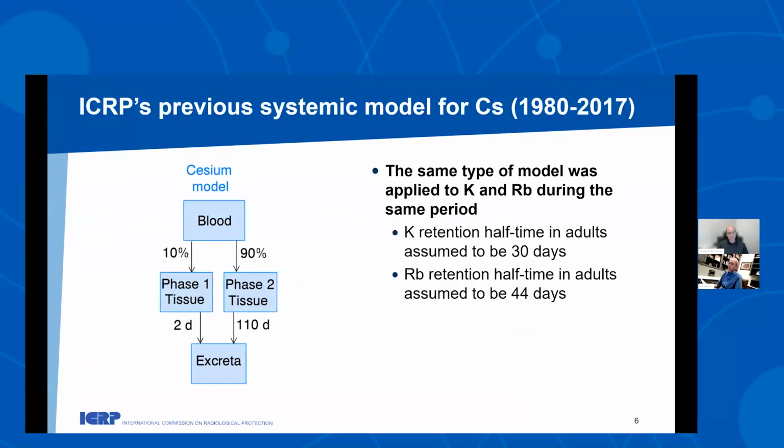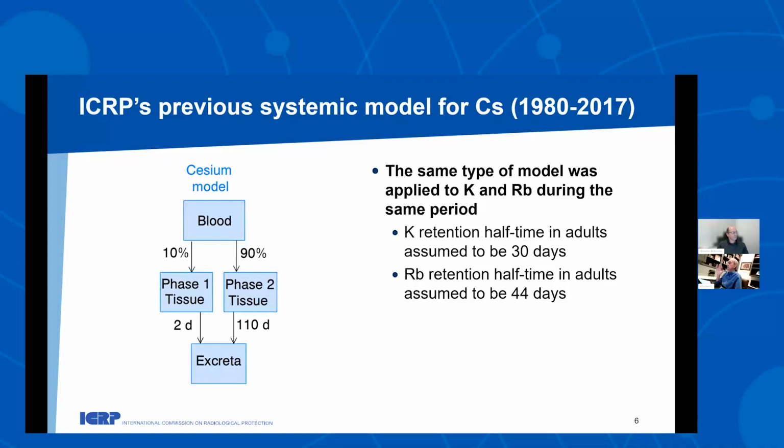The figure on the left shows the ICRP's previous systemic model for cesium, used from about 1982 until the OIR Part 3 was published in 2017. And cesium in that model is assumed to be uniformly distributed in tissues, but there's assumed to be 2 phases of retention. 10% is removed with a half-time of about 2 days and 90% with a half-time of about 110 days.